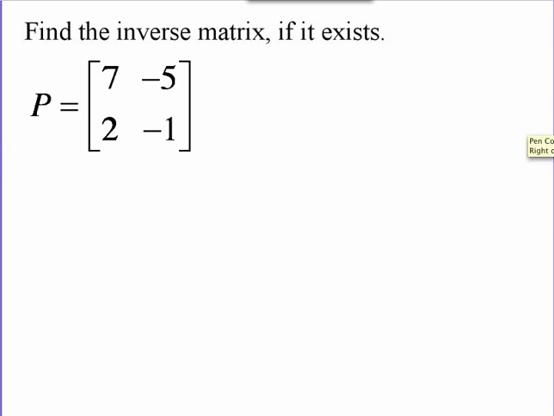Because if my determinant is 0, it doesn't exist. So you have to find the determinant first, and that's what I'm going to divide over. So I'm going to find the inverse of 7, negative 5, 2, negative 1. The very first thing, I'm going to do 1 over AD minus BC. So AD will be 7 times negative 1, minus BC, so negative 5 times 2.